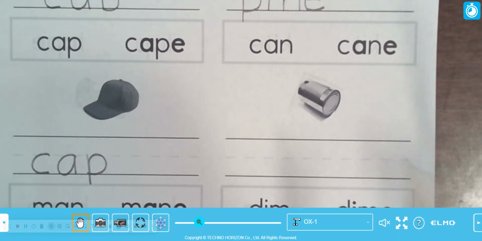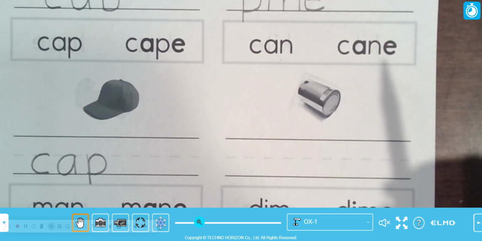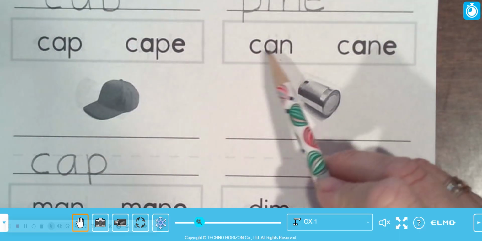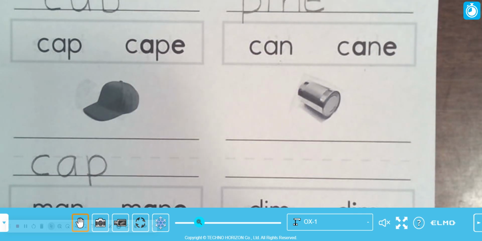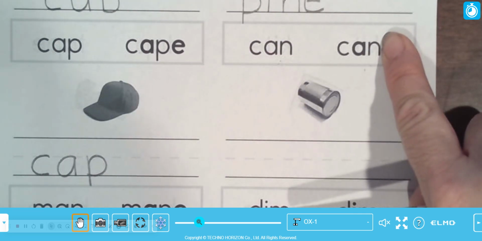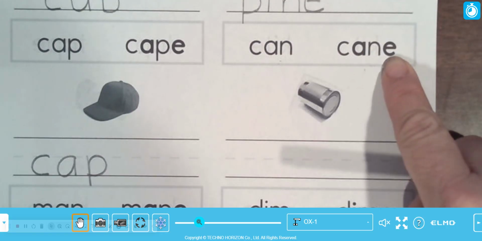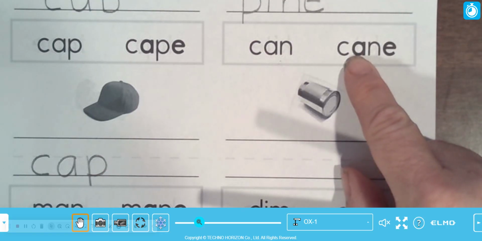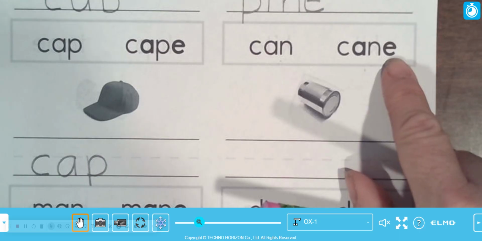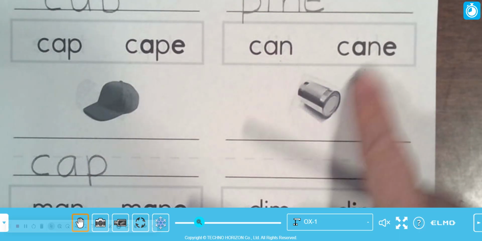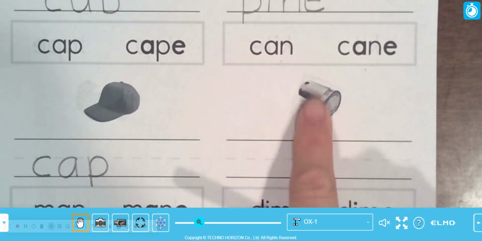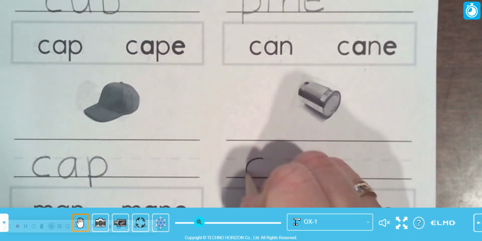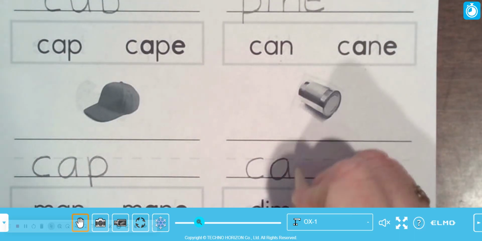Here we go. Do you know what word this is? Yep, it's the word can. Can you read this word? Without that silent E, this is the word can. But with that silent E, it changes this A into A. So it's cane. So which word, can or cane, matches this picture? Yep, it's the word can. Can matches the picture. So let's write it down.